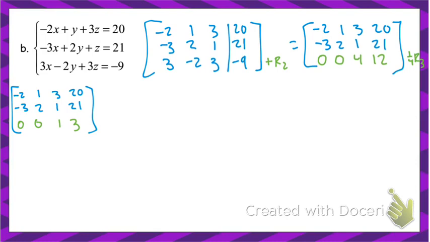So I'm going to go ahead and do -1/2 times this row. So basically I'm going to divide each of those values by 2. So that gives me 1, -1/2, -3/2, and -10. The bottom two rows did not change.